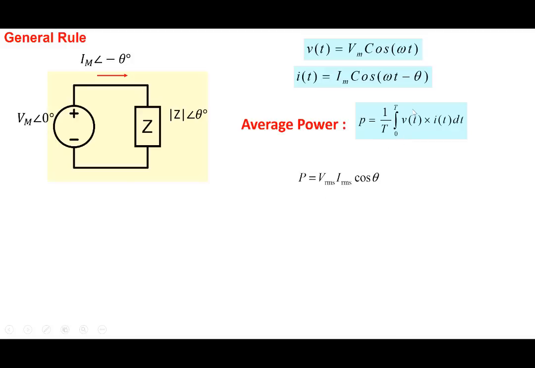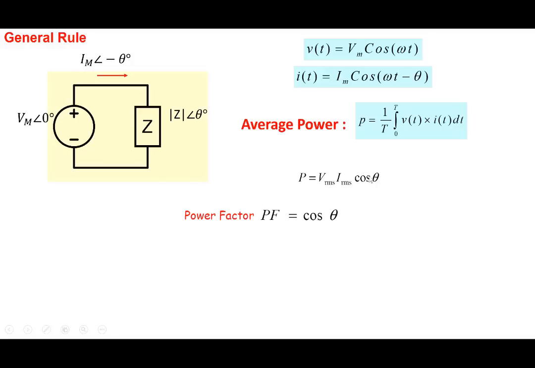I'll not go into the details here. You can easily do the algebra, and the power can be written as VRMS times IRMS times cos theta. We had already seen how VRMS and IRMS come into the picture because of the averaging of the square part. So this is a more general representation. Multiply these together and show that this can be written as VRMS, which is Vm by square root 2, IRMS, which is Im by square root 2, and then cos theta.